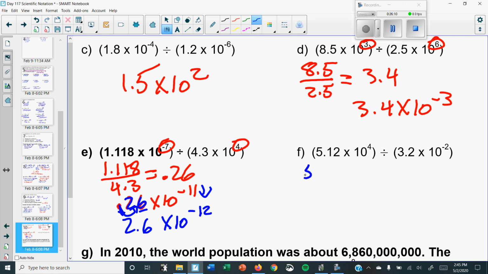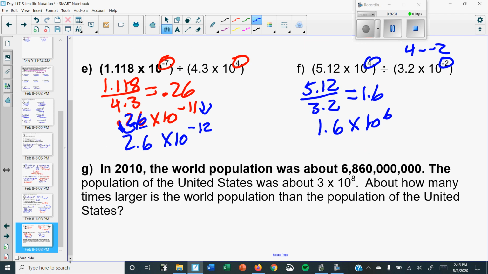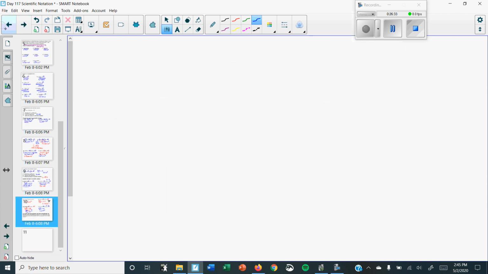Okay, 5.12 divided by 3.2. When you do that, you get 1.6. And you subtract: 4 minus a negative 2 is positive 6. And this does work. And that number is between 1 and 10. Okay, is this the last question? Yes, it is. Let's do it.